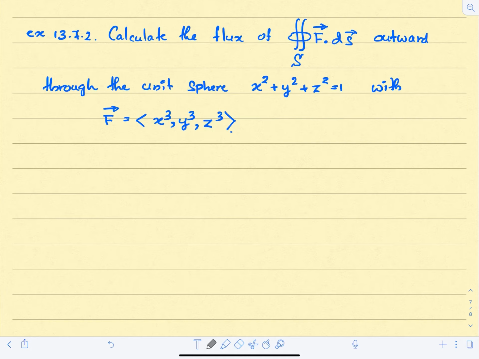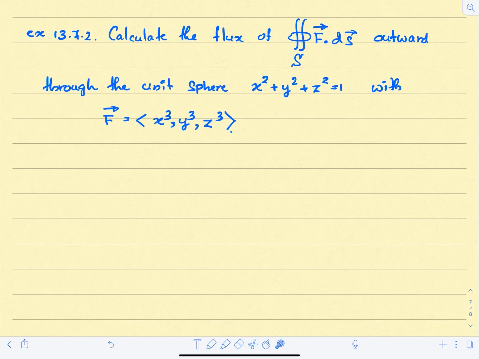Example from chapter 13.7. Again, we want to calculate a flux through a closed surface S, where S is the surface of this unit sphere with this vector field F.